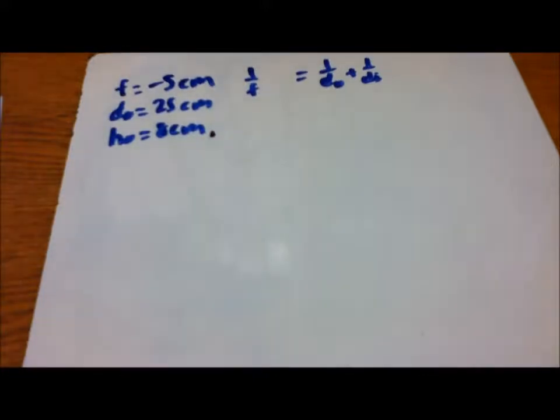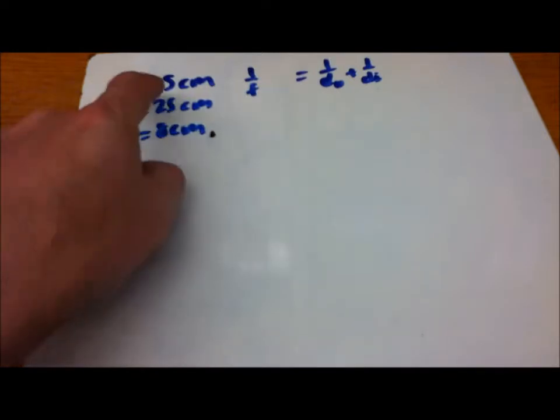This is the 6th video where we're looking at solutions for the handout using the lens equation, worksheet 1. Question 4 reads, a diverging lens with a focal length of 5 centimeters is placed 25 centimeters from an 8 centimeter tall object. Determine the location of the image.